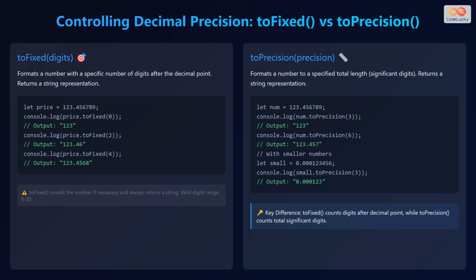The toFixed method formats a number with a specific number of digits after the decimal point, and it returns a string. For example, using toFixed with a value of 2 on the number 123.456789, we'll round it to 123.46. The toPrecision method formats a number to a specified total length, that is, significant digits, also returning a string. For example, if we use toPrecision with a value of 3, it will return 123, and a value of 6 will return 123.457.